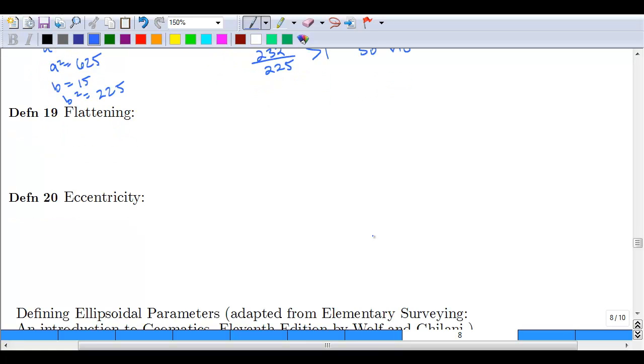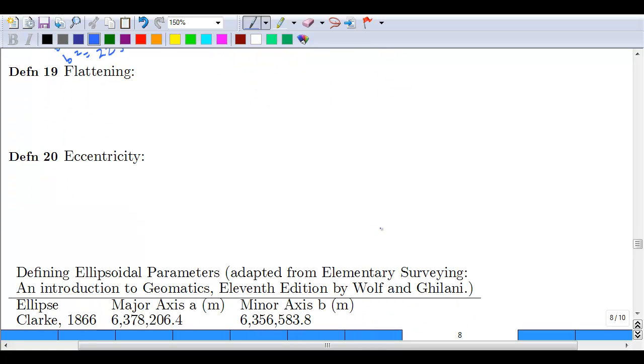The next thing we're going to look at as far as applications go is how to figure out how flat the ellipse really is. We have some formulas for flattening. Flattening is telling us how flat the ellipse is. The flattening formula is f equals 1 minus b over a. So you're comparing that minor axis to the major axis. Keep in mind, b is always smaller than a when we're dealing with an ellipse.